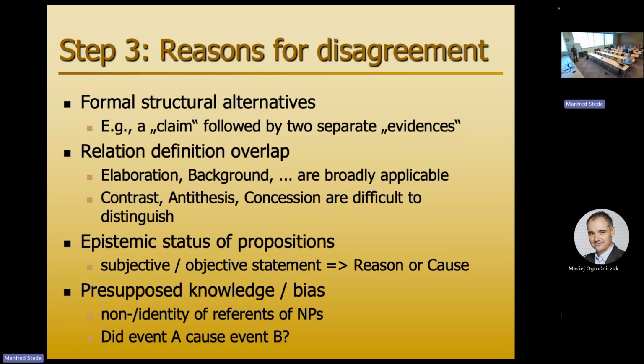Possibly the most important reason is relation definition overlap. We saw background before, and something like background applies in very many cases. Make the rest of the text easier to understand for the reader. That's so vague that it happens all the time, right? Elaboration likewise means adding more detail. So they're very broadly applicable, and that's a common problem, if it's a problem. The second class of overlap is that, in particular, these contrastive, to some extent also the causal relations, are so fine-grained in their definitions.